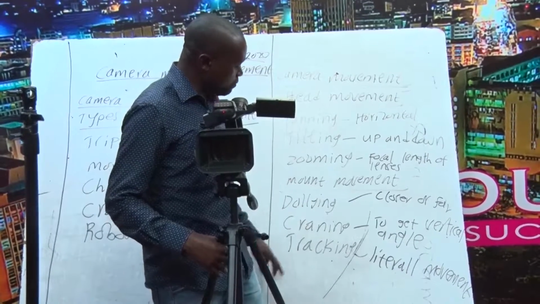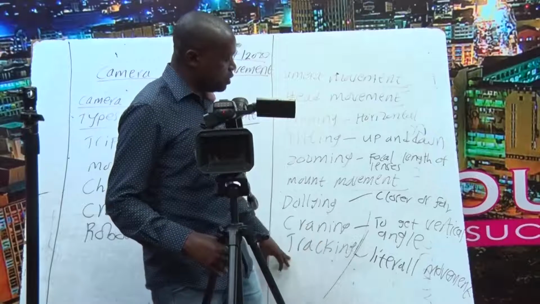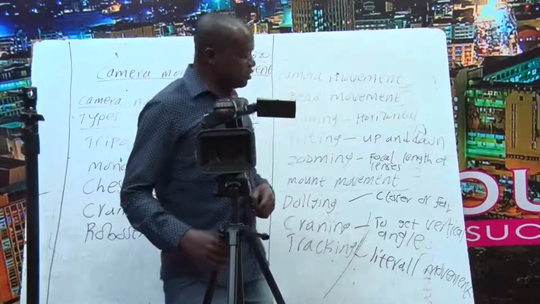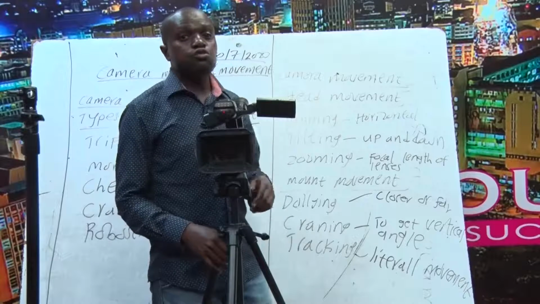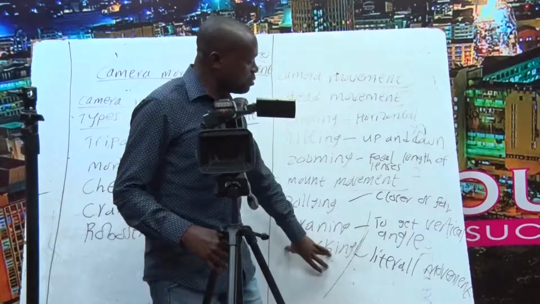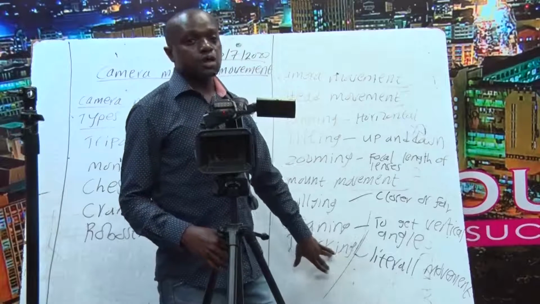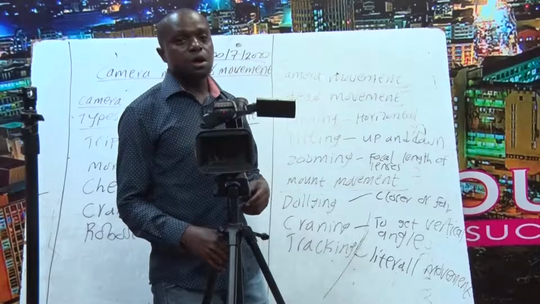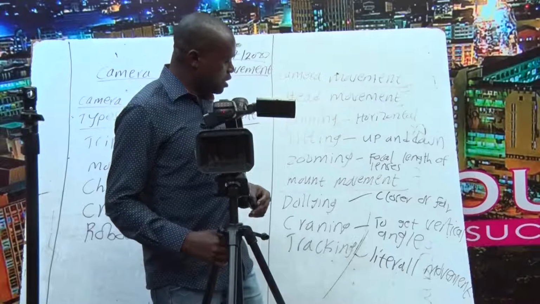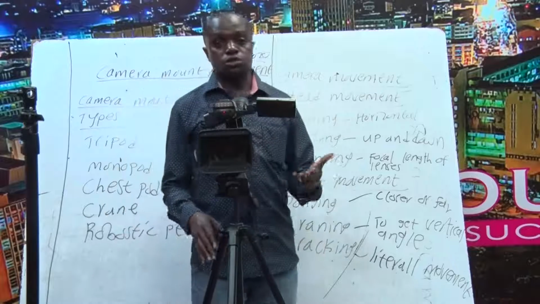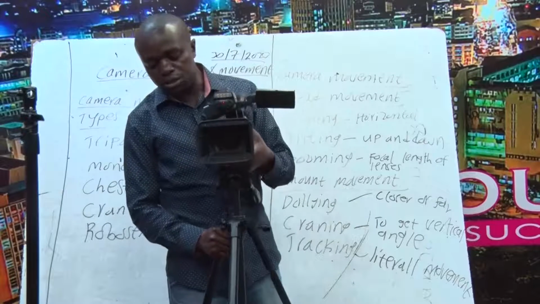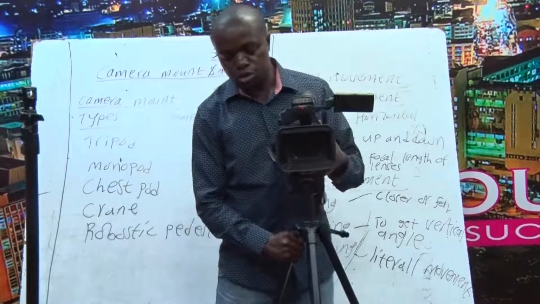Then there is what is called tracking, or else camera tracking. For tracking, there's a subject you need to cover. You have to track the subject by following your subject in order to achieve a specific camera angle. Maybe you need a wide angle, a medium angle, or a close-up camera shot. You need to move toward the subject in order to get the most appropriate camera shot.